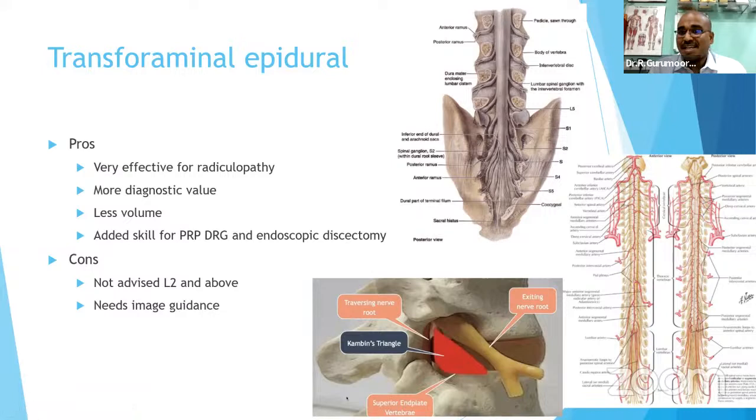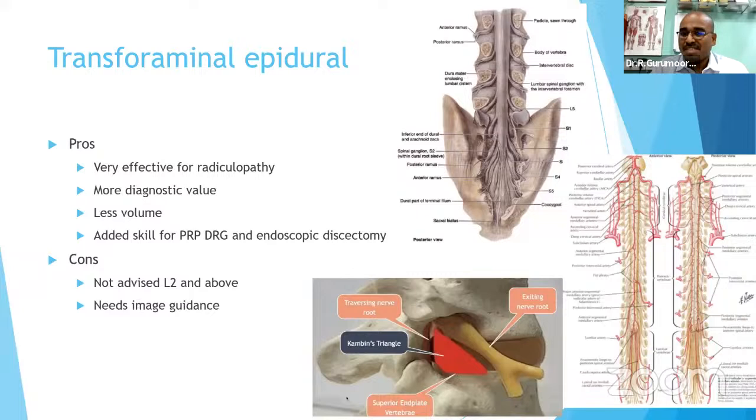The only thing when doing subpedicular and Kambin's is this. For example, if this is L4 and this is L5, and there is an L4-L5 disc bulge and you are doing the Kambin's triangle, be careful. You are going exactly to the pathology site, so you should not use more volume. Inject a very small volume, 1 to 1.5 ml is more than adequate. Since you are injecting exactly at the pathology site, you can expect the drug to be more effective.